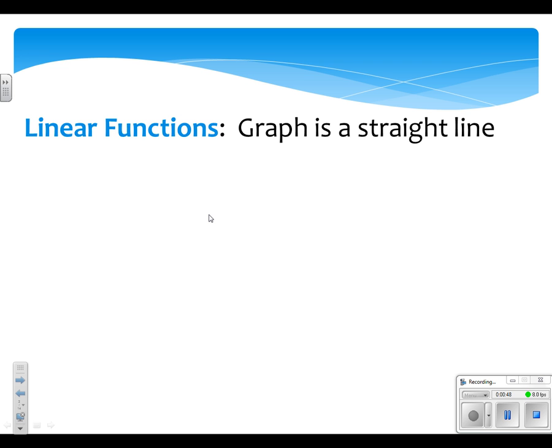Horizontal ones are the only ones that are functions though, because that vertical line is not going to pass our function test. So linear functions can be positive slope, negative slope, or slope of 0, but they will definitely be straight lines.